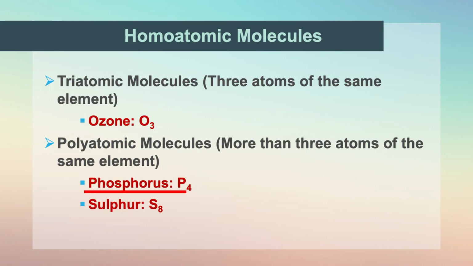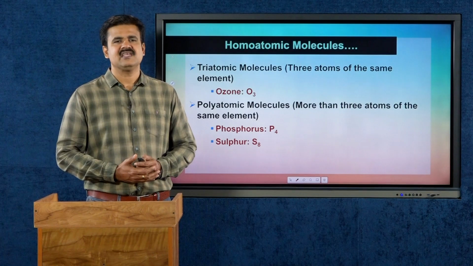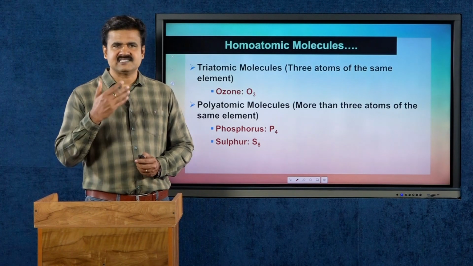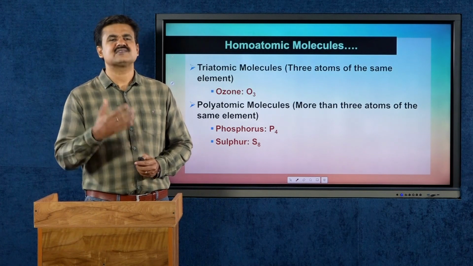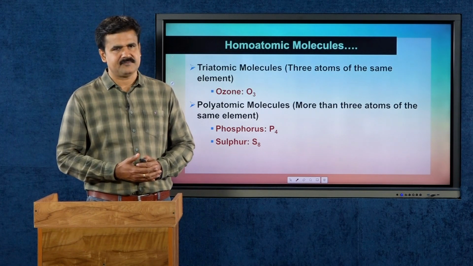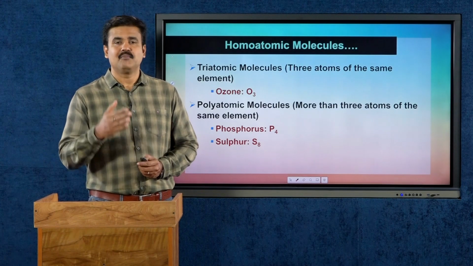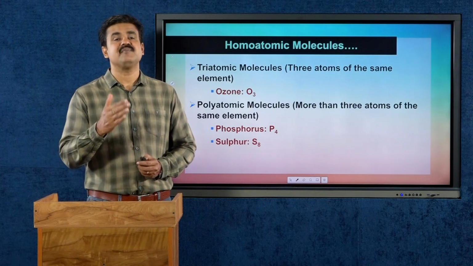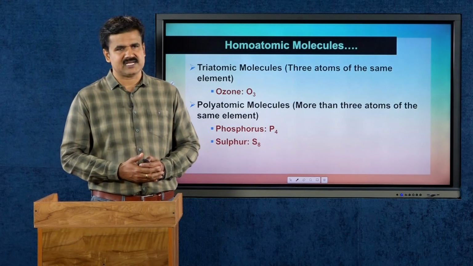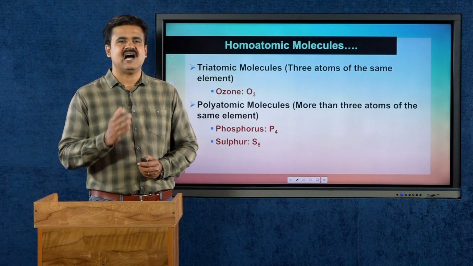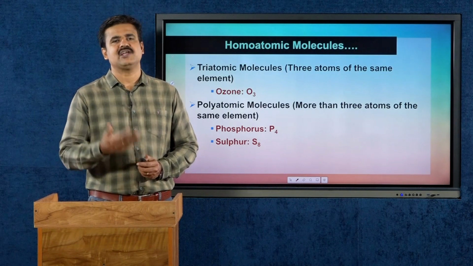Examples are phosphorus, which is notated as P4 because phosphorus is tetraatomic or simply it is polyatomic. Sulfur is S8, it is octaatomic. So, those with more than three atoms can be considered as polyatomic. So, phosphorus and sulfur are polyatomic molecules.